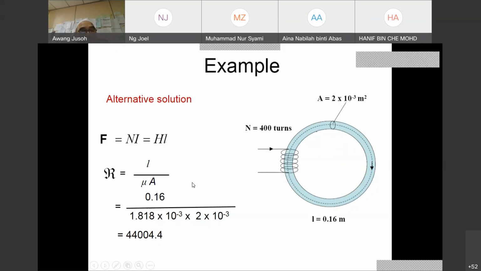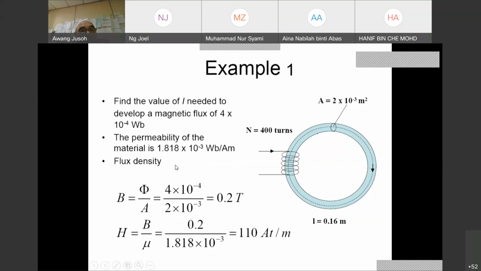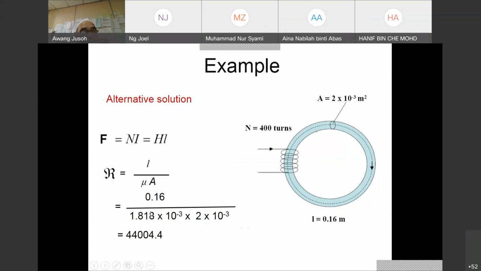But fortunately they are given mu already, so you don't need to find mu R. Just put the values here. A is given there, then we can find R, which is the reluctance of the core. You know that F also equals flux multiplied by reluctance in this circuit. The F or MMF here equals HL equals flux multiplied by reluctance. We know the reluctance already, so we can find the I also.